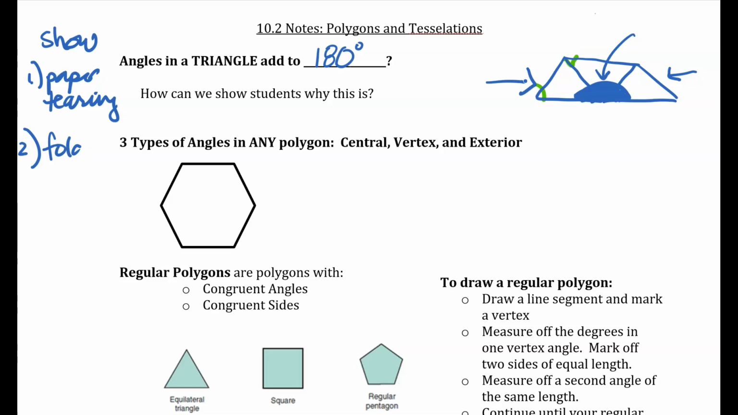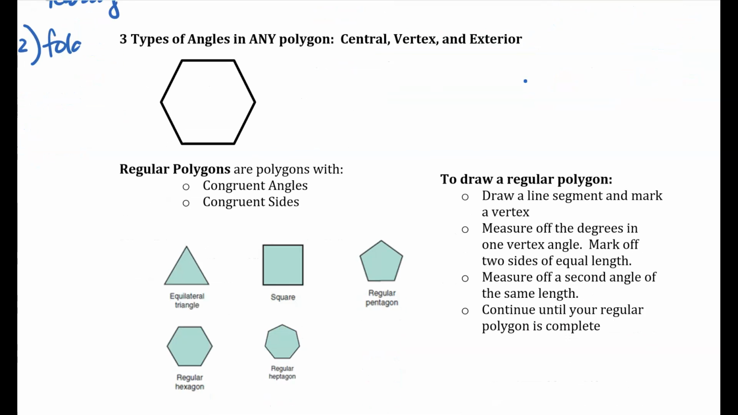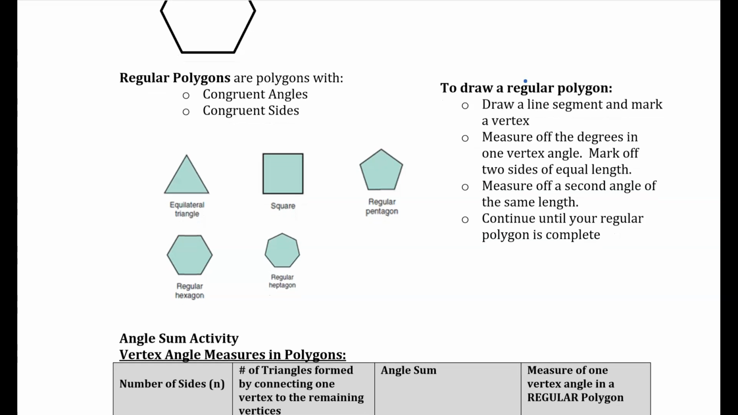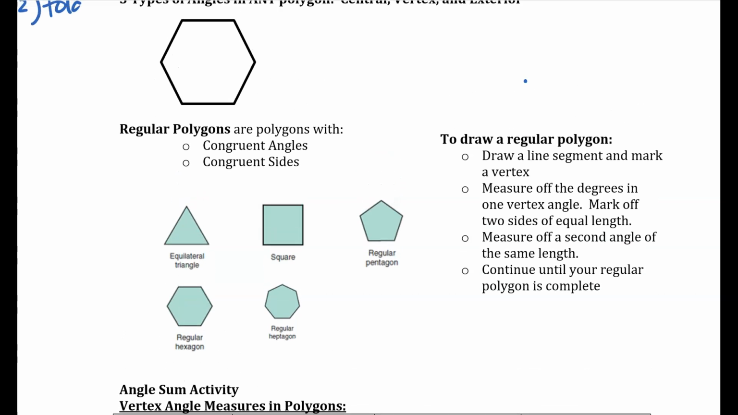So let's talk about the angles in any polygon. So let's just revisit. The definition of a polygon is a simple closed figure made of line segments, so no curves. And we can scroll down here. I've got some pictures of some common polygons, so we've got triangles, squares, pentagons, hexagons, heptagons. Those are just a couple.